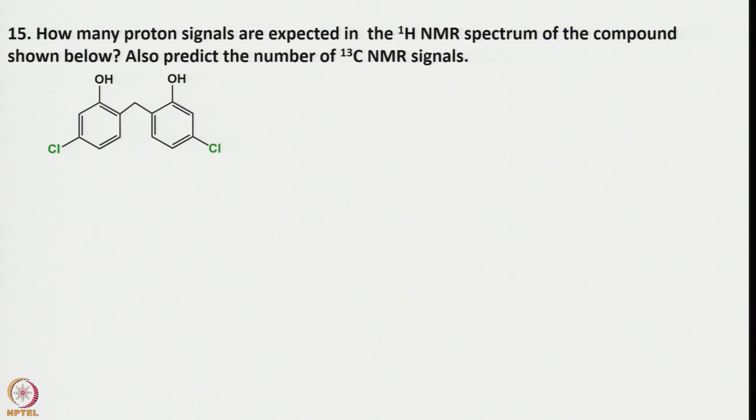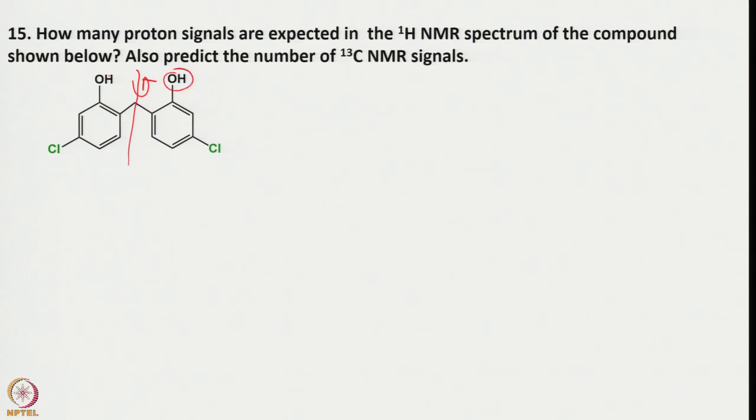Now let's look at another interesting molecule. How many proton signals are expected in the 1H NMR spectrum of the compound shown below? Also predict the number of 13C NMR signals. If you just look at it, this looks like a very symmetrical molecule. You can do a C2 rotation. Both the left and right portions, bridged by methylene, look identical.